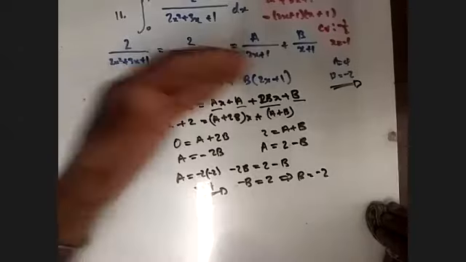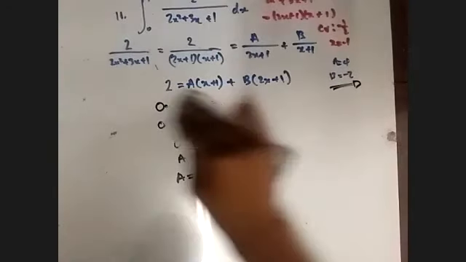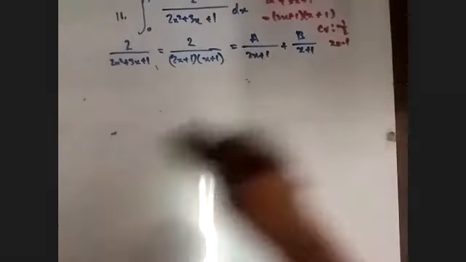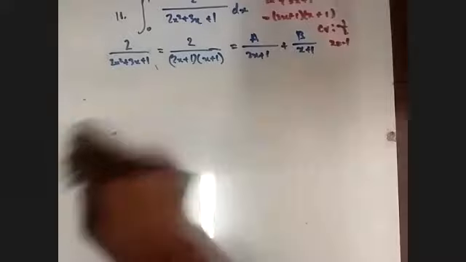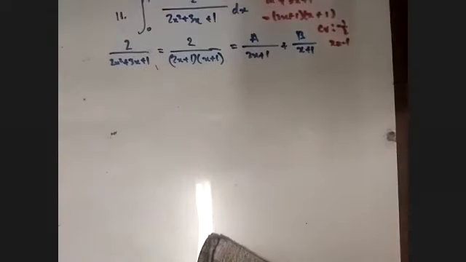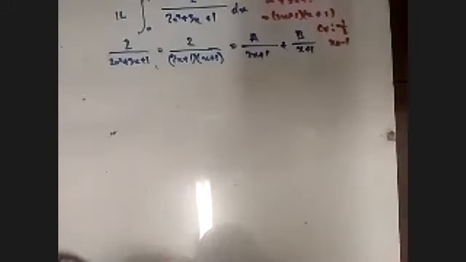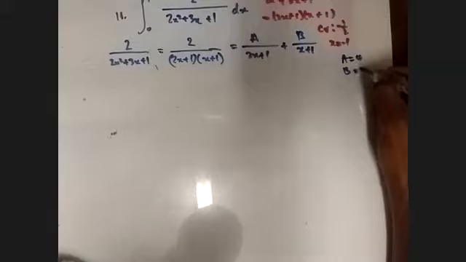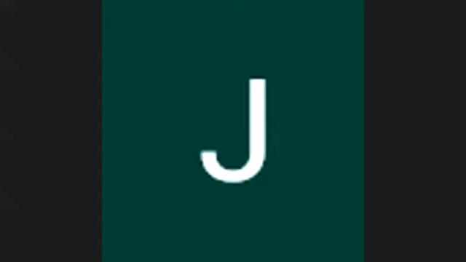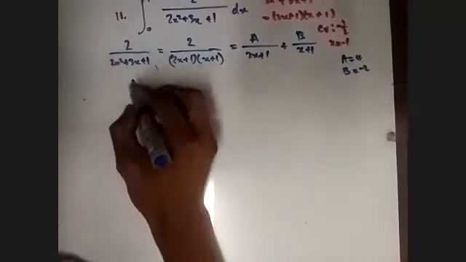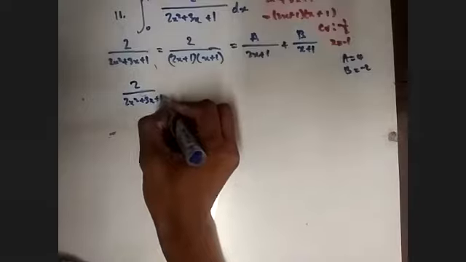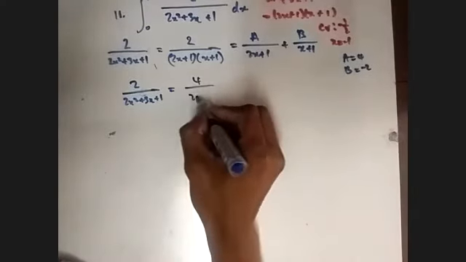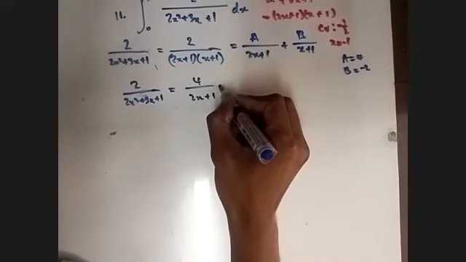Okay, this is the solution, guys. So let us continue and write down the solution and find the value of A. A is 4 and B is minus 2. So this 2 all over 2x squared plus 3x plus 1 becomes 4 all over 2x plus 1, minus 2 over x plus 1, from 0 to 1 dx.